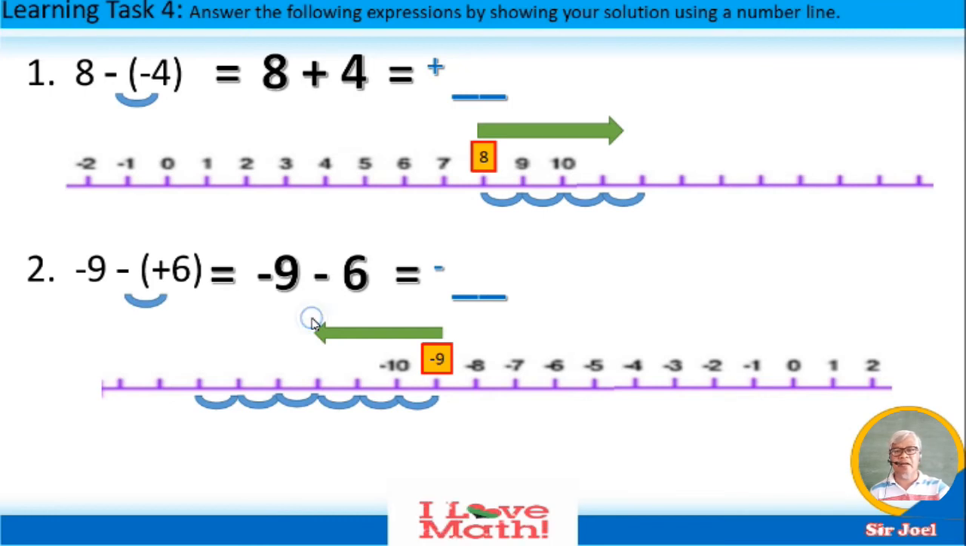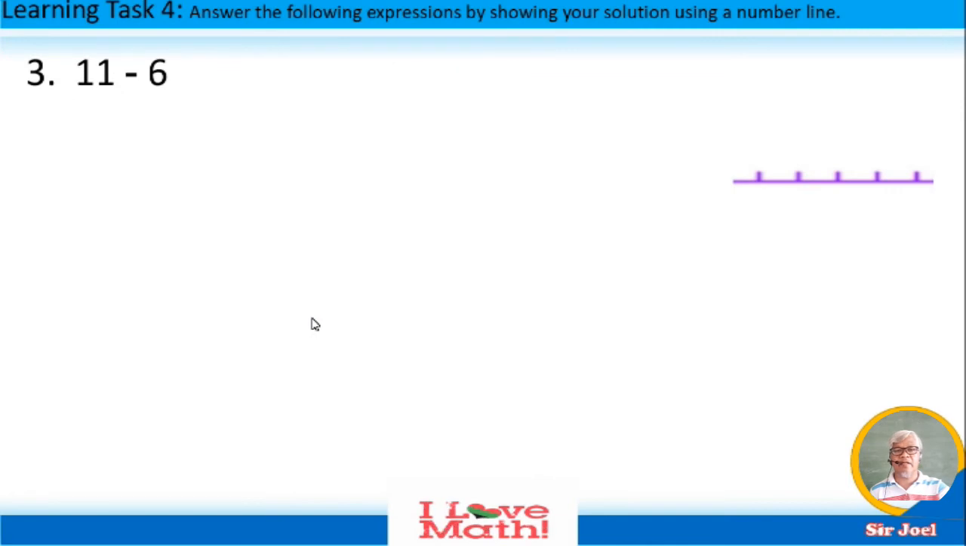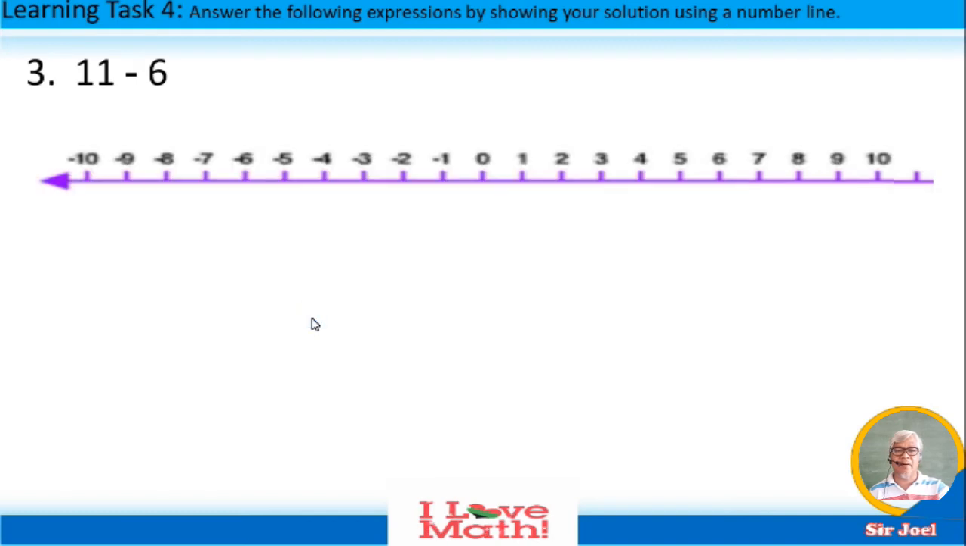Okay? Next. Problem number 3. 11 minus 6. Yun. 11 minus 6. Alam kong alam nyo ang sagot sa 11 minus 6. Pero syempre pa, gawa natin ang number line. Okay? 11 minus 6. So, wala namang magkasunod na signs. Diretso tayo.